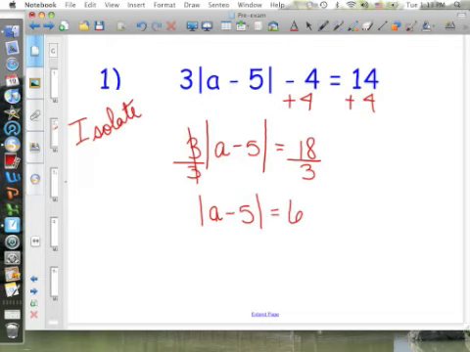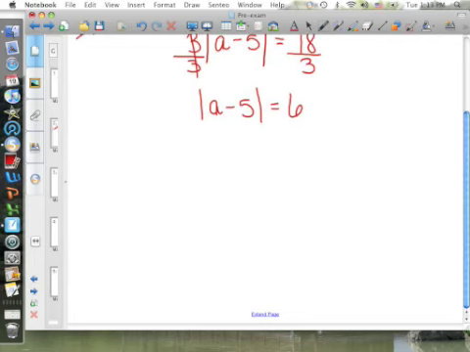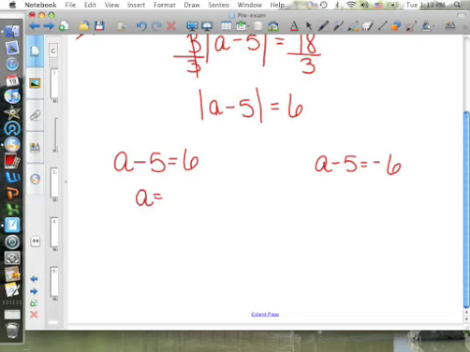Now that you've got it to this point, you need to set up 2 separate equations, one equal to positive 6, the other equal to negative 6. The only thing that changes is the sign of everything on the right-hand side. And then you solve both of these. If you add 5 to both sides, you get that a is equal to 11 here. If you add 5 to both sides here, a is equal to negative 1. Your final answer would be written: A is the set of 11 and negative 1.